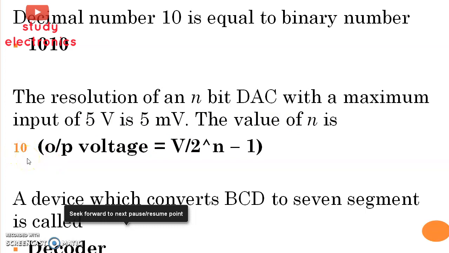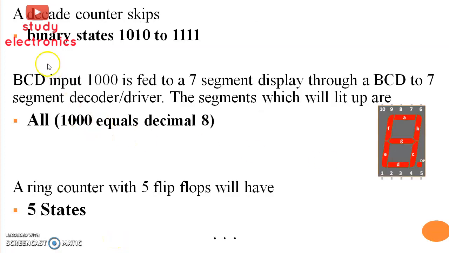Next question, a device which converts BCD to 7 segment is called. So the device which converts BCD to 7 segment is a decoder. Next question, a decade counter skips binary states 1010 to 1111. So we know that a decade counter will count 0 to 9. Okay, after the 9, that is 10 to 15, that is 1010 to 1111, it will skip the states.